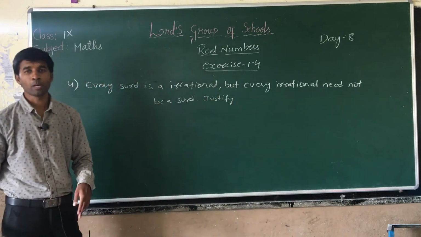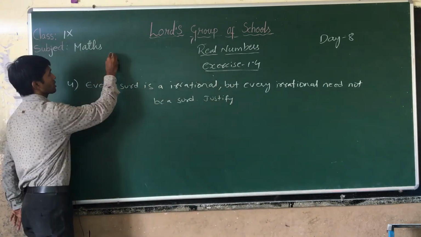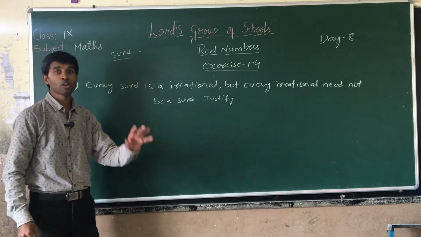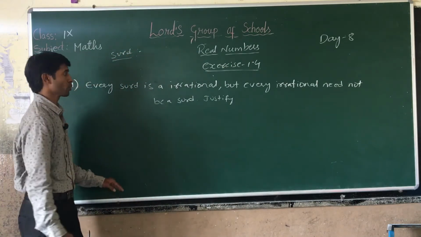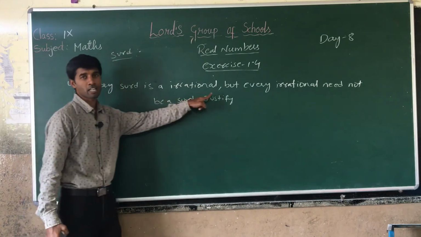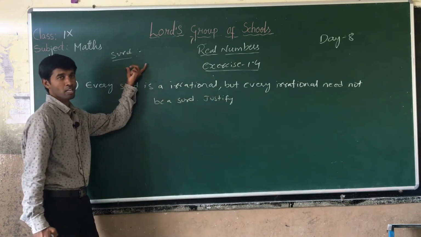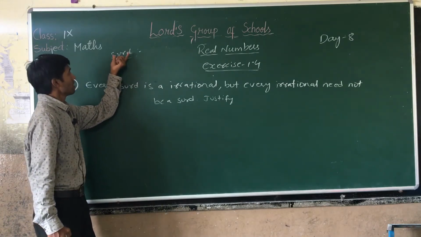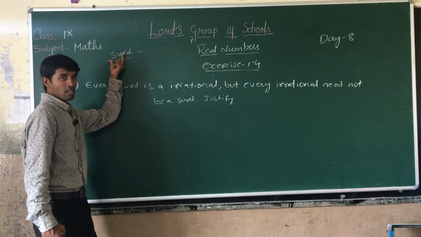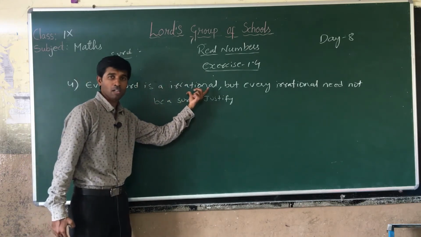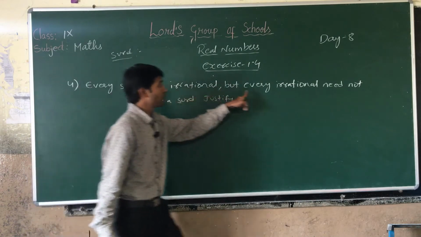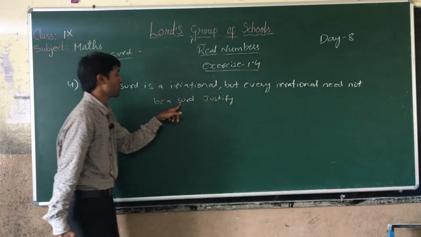I already told you in the previous video while explaining about surds what I told you about a surd: it is the root form of an irrational number, only the root form. Every surd is an irrational number. A surd is the root form of an irrational number, so root form is nothing but a surd. Now the square root of 2 is a surd, and the square root of 2 is also an irrational number. So every surd is an irrational number, but every irrational number need not be a surd.